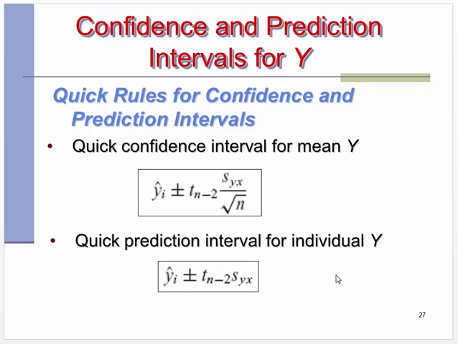And from this point on, the materials will not be covered in your test, will not be included in your test. This is just for information, for your knowledge only, if you're interested in studying further. There's a quick rule for confidence and prediction intervals. For a quick confidence interval for the mean, you can use this equation to calculate. For a quick prediction interval for the individual y, you can use this equation to calculate.